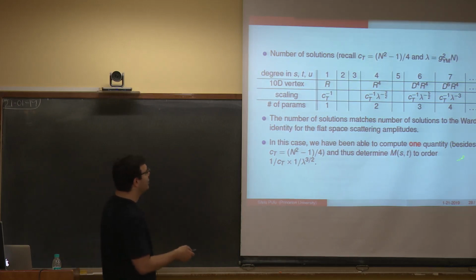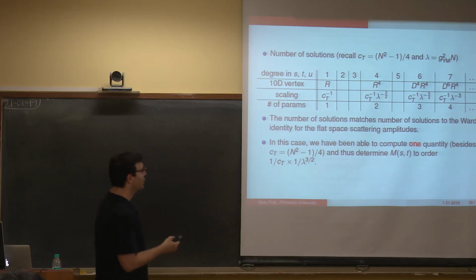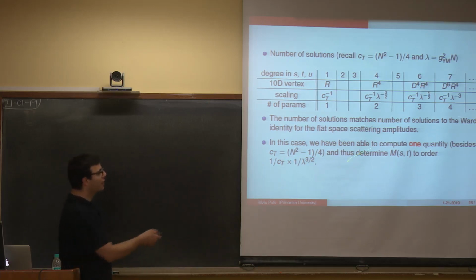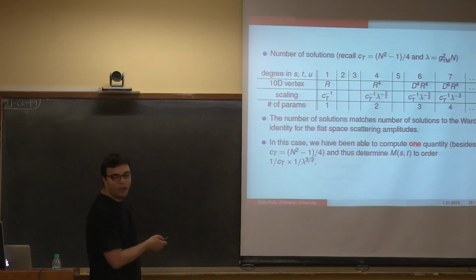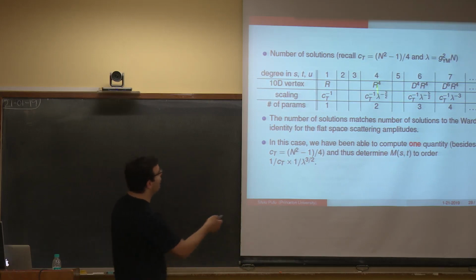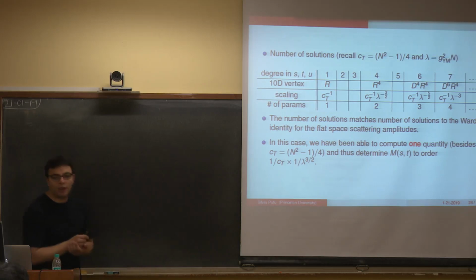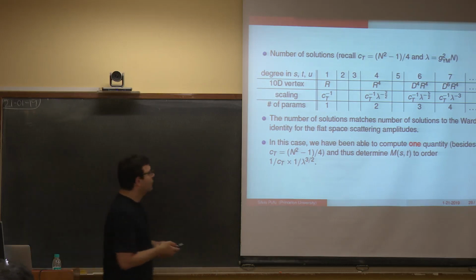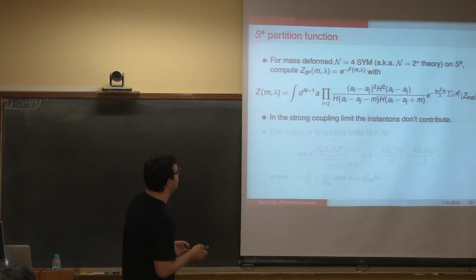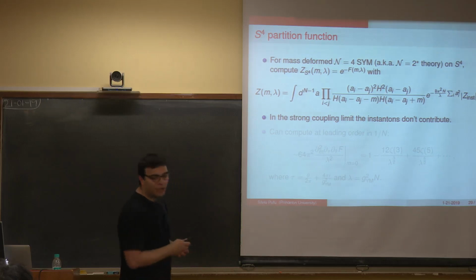Well, I already told you that CT is (N squared minus 1) over 4, so that's one quantity. In addition to this, we can compute one other quantity, and therefore determine what the 4-point function is up to this order, 1 over CT and 1 over lambda to the 3 halves. And this corresponds to the R to the 4th term. What quantity can we compute in this case?